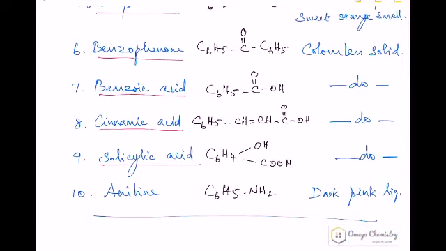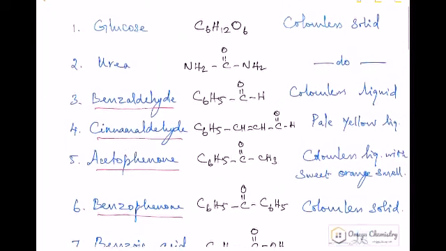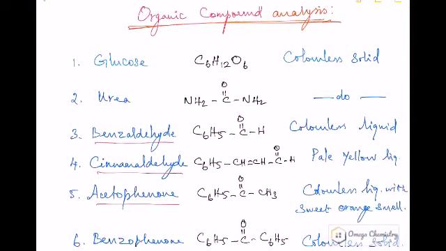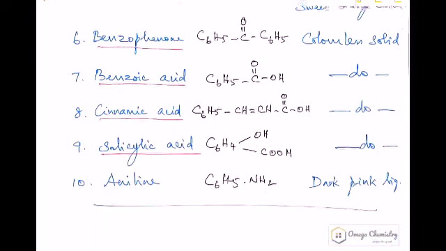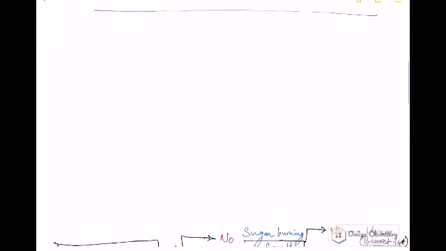We need not do all the tests to find the functional groups. If we act smartly, even from the physical states, we can zero in on the compounds. For example, if your given compound is liquid, then it cannot be glucose or urea for certain, right? Because they are colorless solids. So it must be either an aldehyde or an amine or acetophenone. Fine. So the first thing we are going to do is the ignition test.